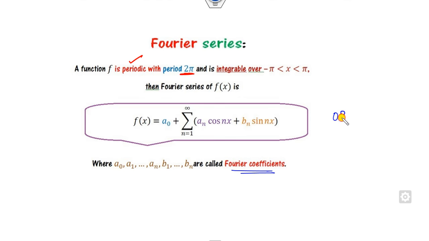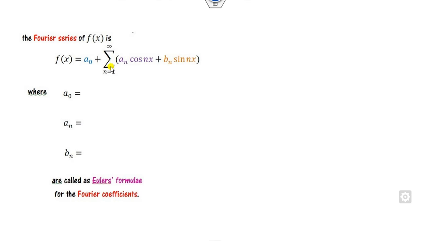Sometimes some books write this Fourier series with a₀/2 instead of a₀. That's your choice, whether you want to use a₀/2 or simply a₀. So your target is always to find a₀, aₙ and bₙ.